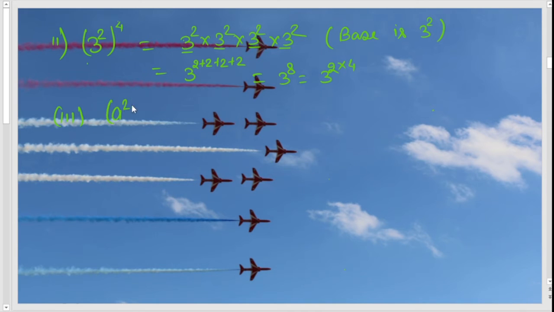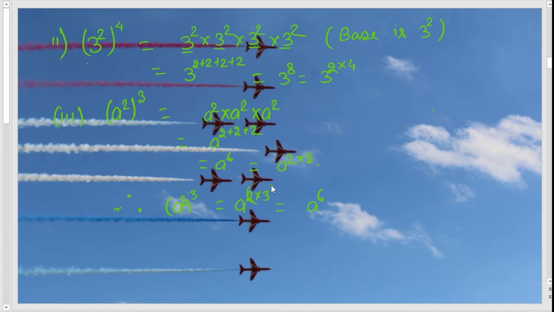A square to the power cube. That means we can write it like a square into a square into a square. Here the base becomes a. Now we can write two exponents are added, 2 plus 2 plus 2. So a to the power 6. It can also be written a to the power 2 into 3. Here, therefore, it can be written like a square cube is equal to a to the power 2 into 3 is equal to a to the power 6.